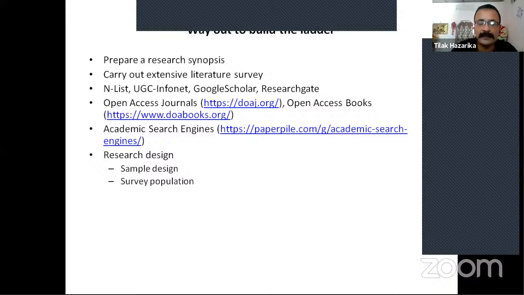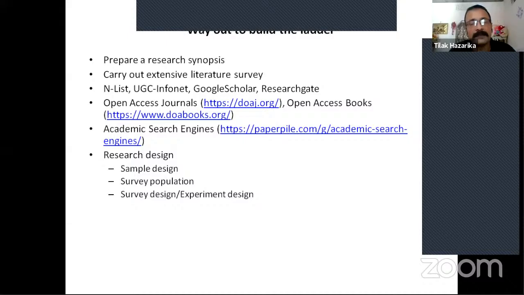So sample design is the most important part. What is the sample size? What are the parameters of the sample with which I intend to carry out the research work? So what is the sample population or the sample survey population? And the sample population has to be selected very carefully. And for that, different methods are there for sample designing.